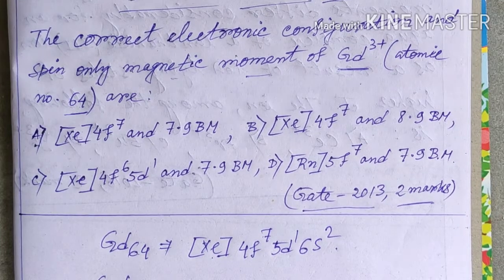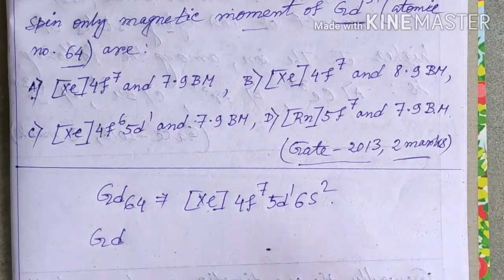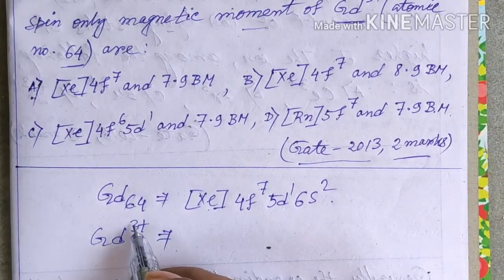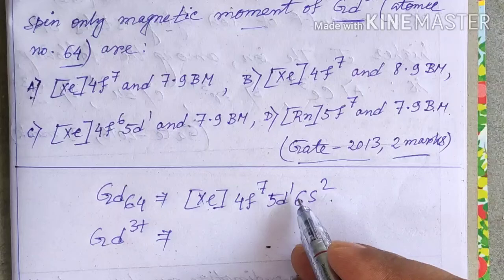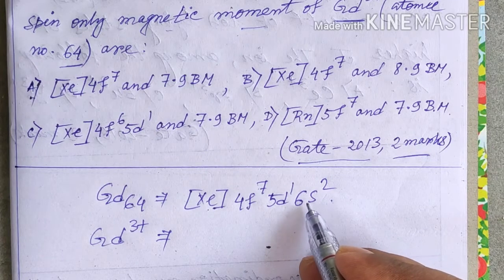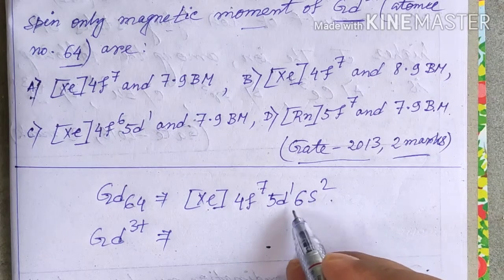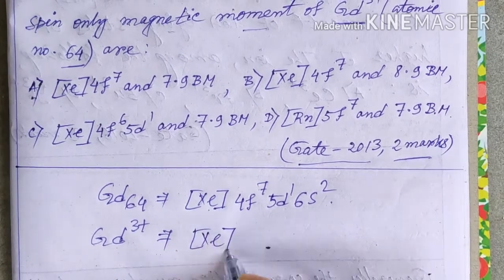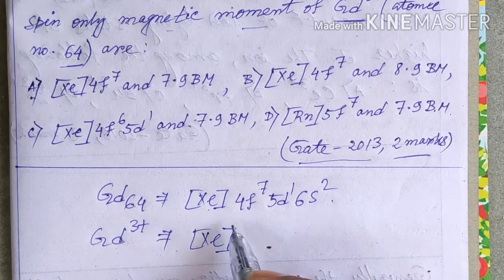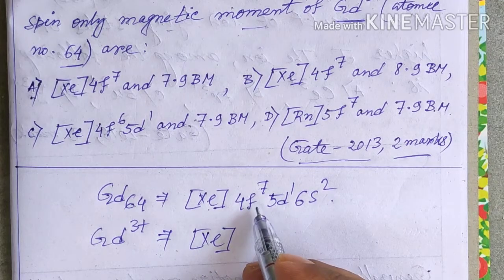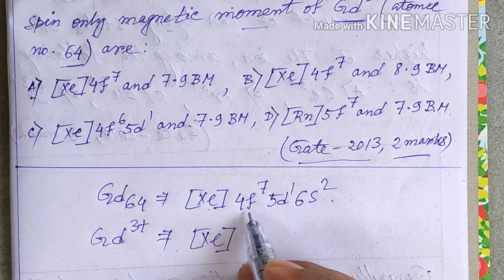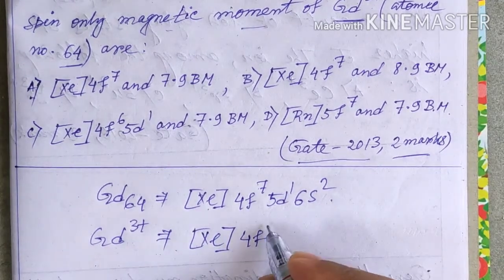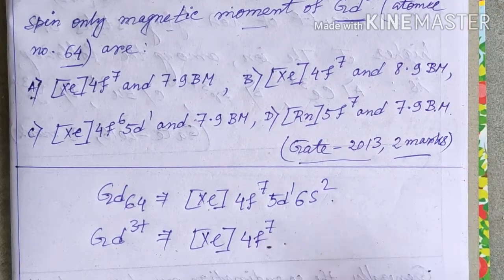And if we want to calculate the electronic configuration for gadolinium 3+, it will attain the +3 oxidation state by eliminating the electrons first from the 6s orbital, then from the 5d orbital. After that, if oxidation occurs, then the electron will be eliminated from the inner 4f orbital. That is, the electronic configuration for gadolinium 3+ will be 4f7.